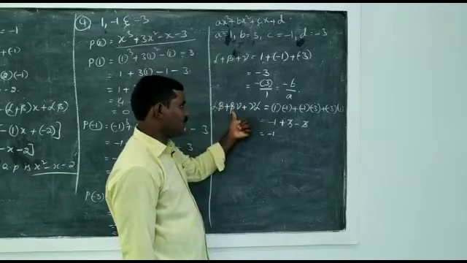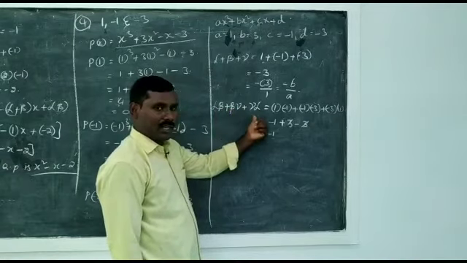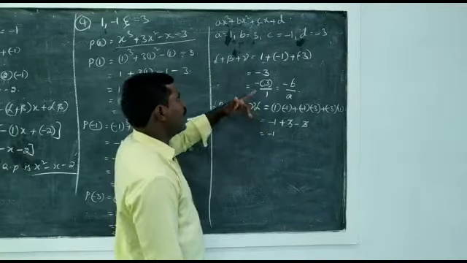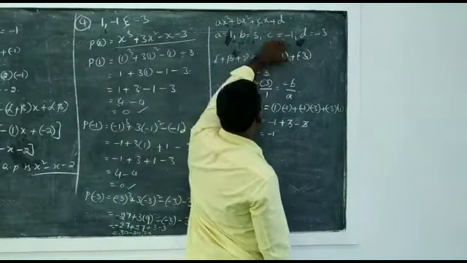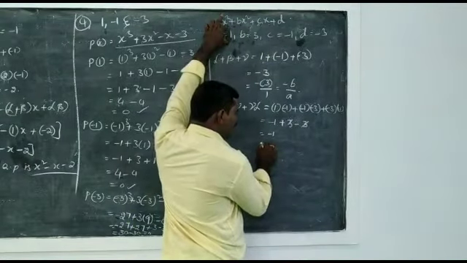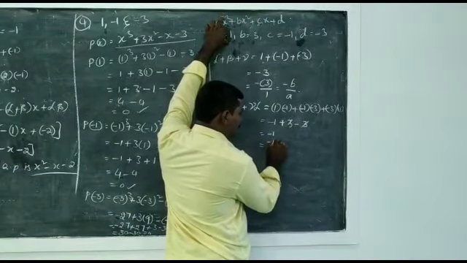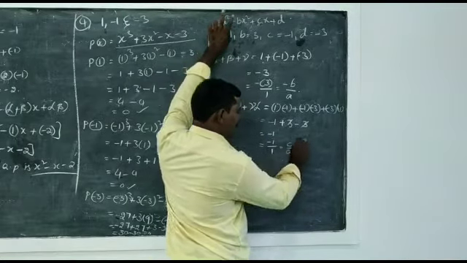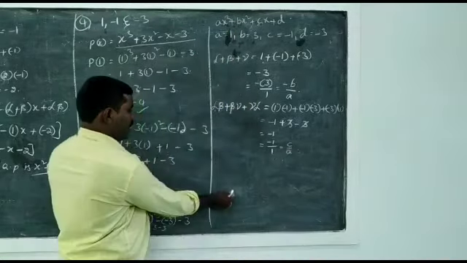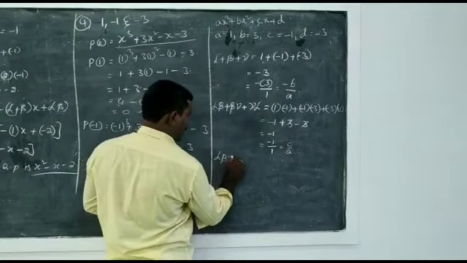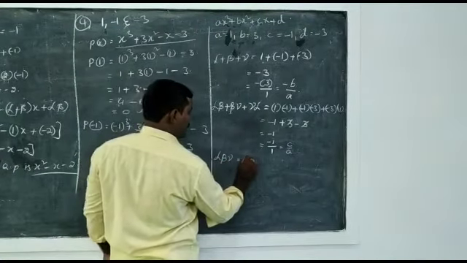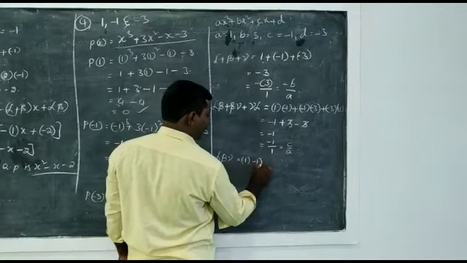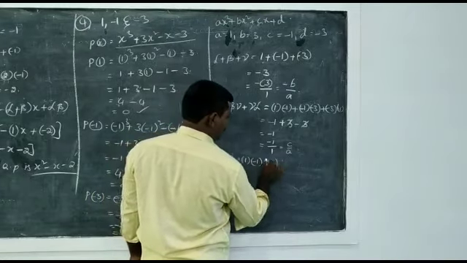Now what is the formula? Alpha beta plus beta gamma plus gamma alpha equal to c by a. What is c here? Minus 1 by 1. This one can be written as minus 1 by 1, that means c by a. Completed.